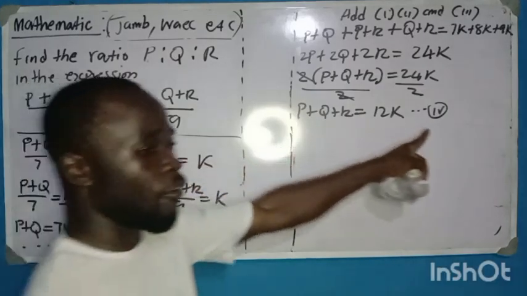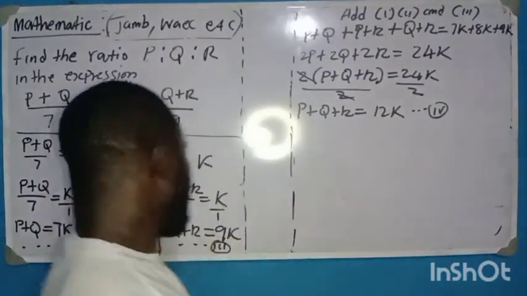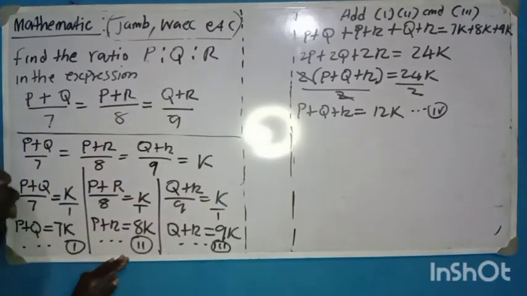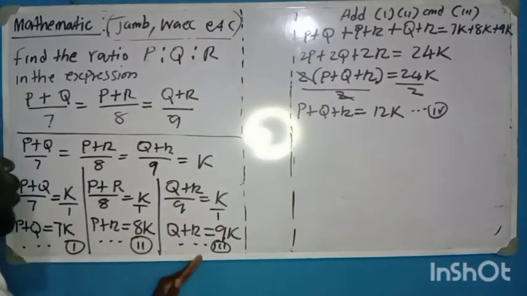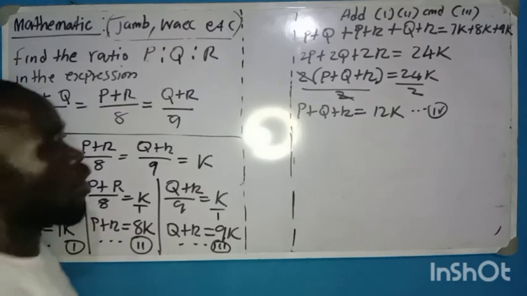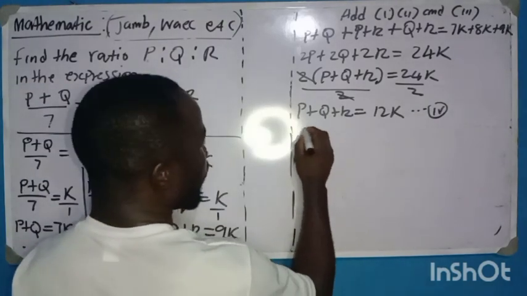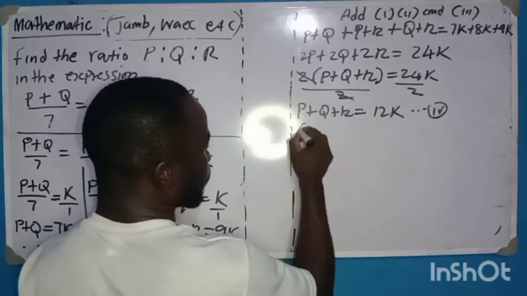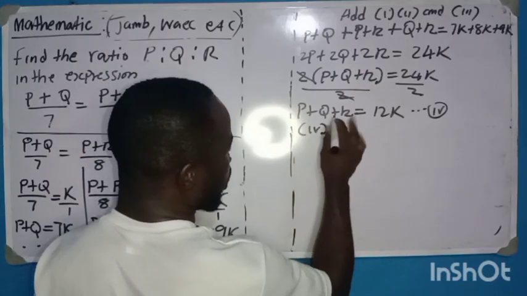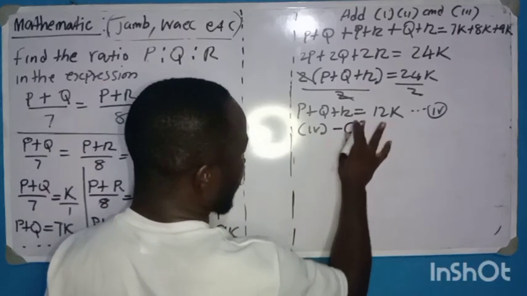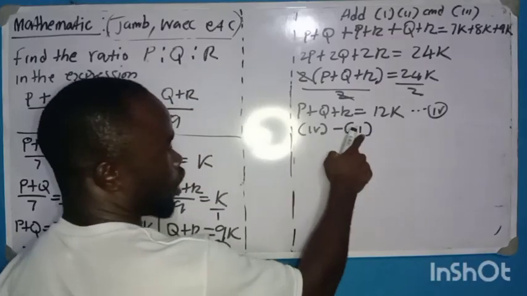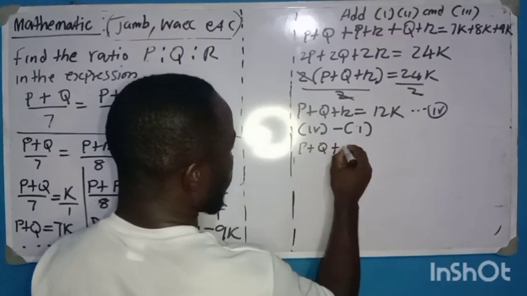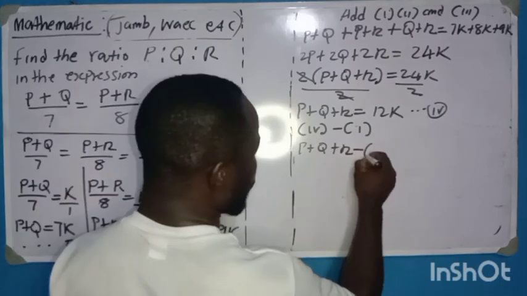Once you get to equation 4 here, what you do is you take equation 1 and subtract from equation 4. Equation 2, subtract from equation 4. Equation 3, and subtract from equation 4. That is to say that equation 4 minus equation 1, that is P plus Q plus R minus equation 1.